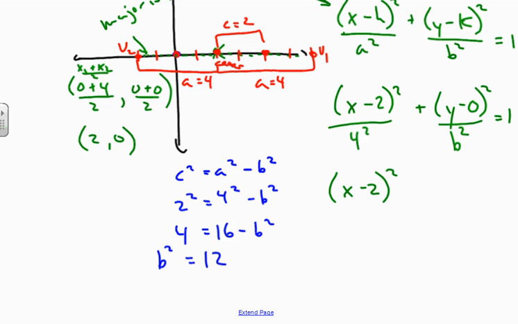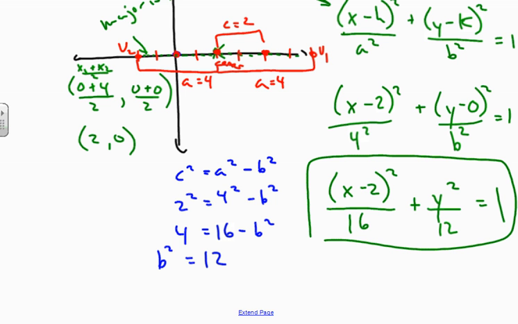We then take 12 and substitute it in here, and we find our final equation. It's going to be x minus 2 squared over 16 plus y squared over 12, and that equals 1. And that is the equation of the ellipse.